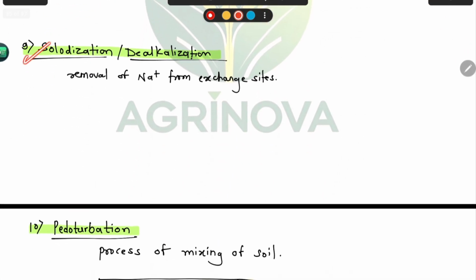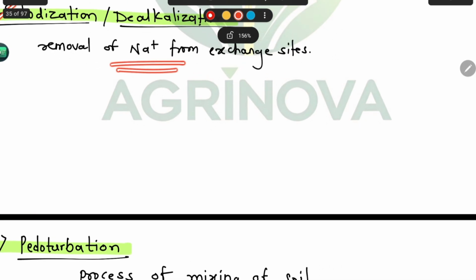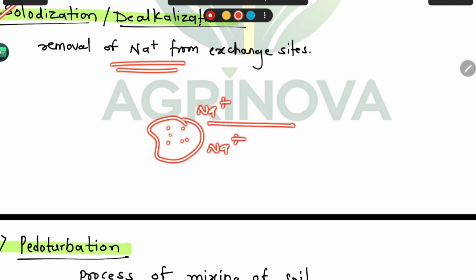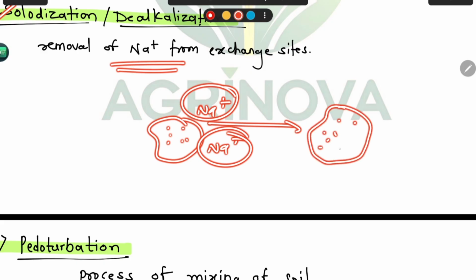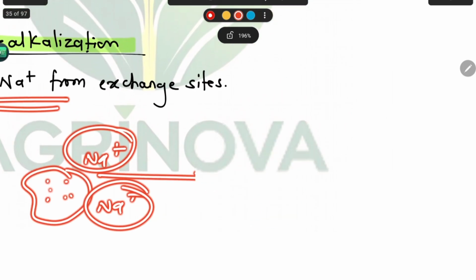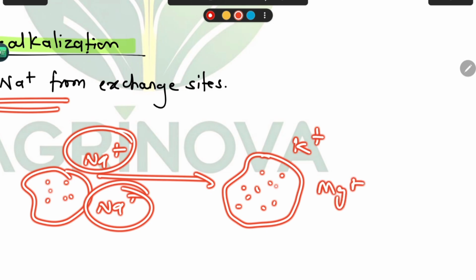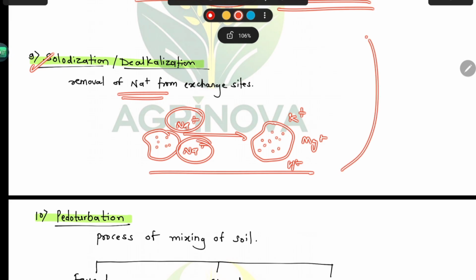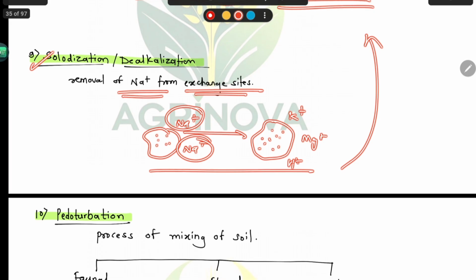So next, what do you mean by solodization, or we can say dealkalization? So it is the same reverse process, that is the removal of sodium ion. Here again we can draw a diagram, that is, this is the soil complex and these are the exchangeable sites where ions get exchanged, just the reverse of the above process which you have seen. So here the removal of sodium ion takes place from the exchange sites.